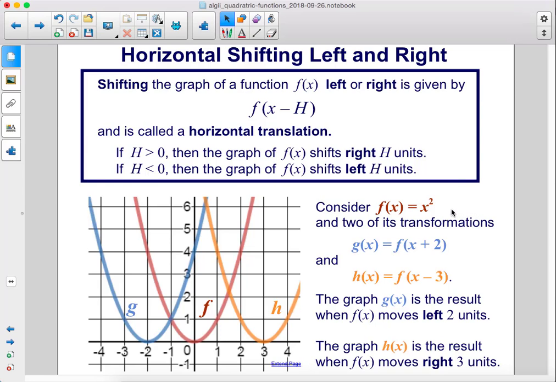Consider f of x equals x squared and two of its transformations. G of x equals f of x plus 2, and h of x equals f of x minus 3. The graph g of x is the result when f of x moves left 2 units. The graph h of x is the result when f of x moves right 3 units.